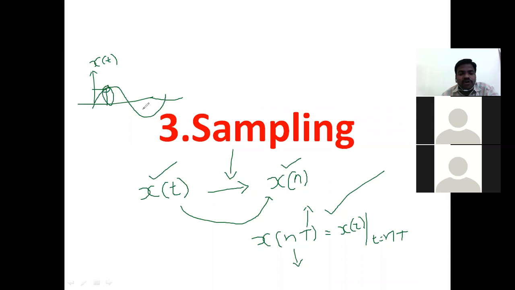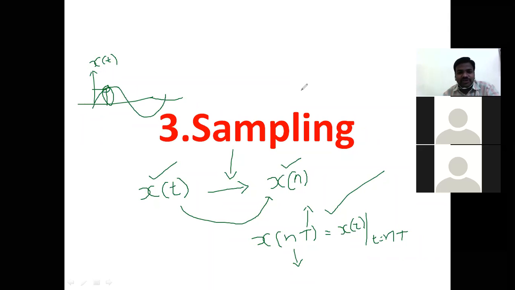Sampling is nothing but the process of measuring the magnitude of the particular x of t at a particular instant of time. As we all know, x of t is continuously varying with respect to time. So in between 0 and 1, you will have an infinite number of values existing, but that is not the case for discrete time signals.